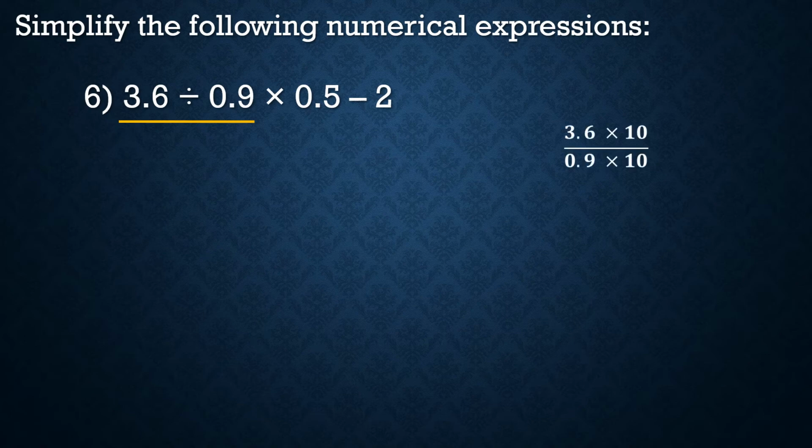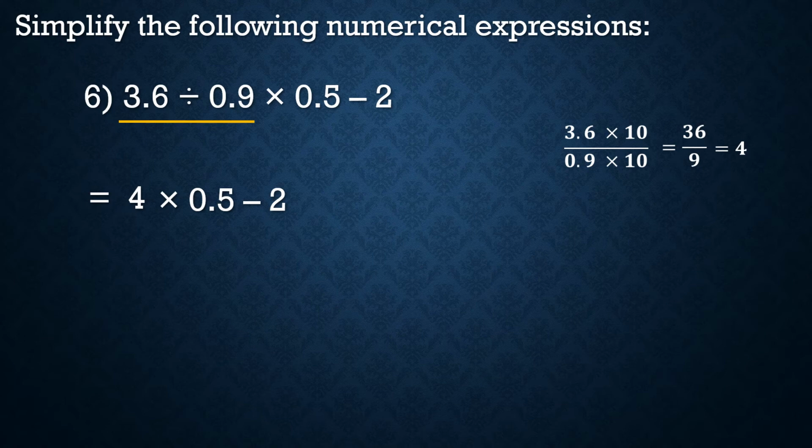If we multiply any decimal number by 10, the decimal point shifts one place to the right. So we get 36 by 9. Now divide 36 by 9. 9 fours are 36. So we get 4. So first write down 4, then write multiply 0.5 minus 2 as it is. Now we have 4 multiplied by 0.5 minus 2.